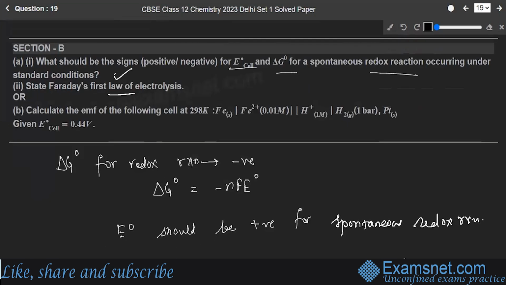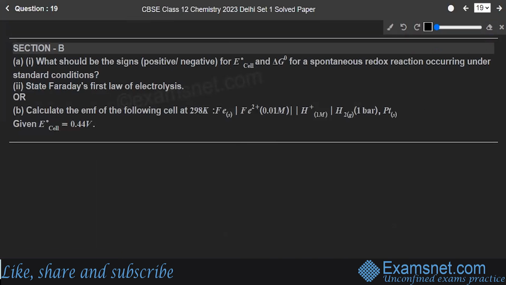So now let's move to the second part of the question. You have this numerical over here. Let's solve this. It says you have to calculate the EMF of the following cell at 298 Kelvin. This is iron solid, Fe2+, having this concentration, and H+ at 1 bar, platinum. We are given that the standard voltage of the cell is 0.44 volt. So all these things are given to you.